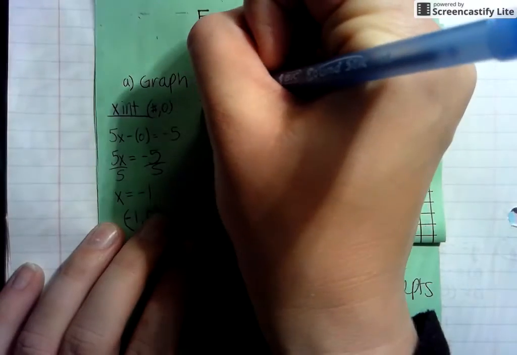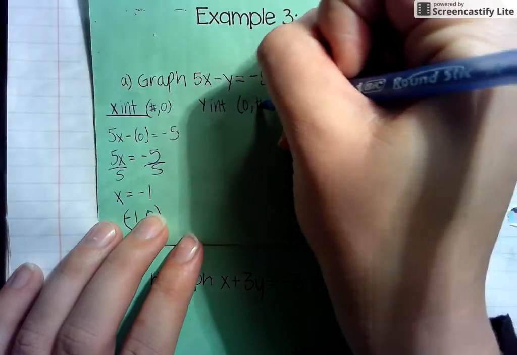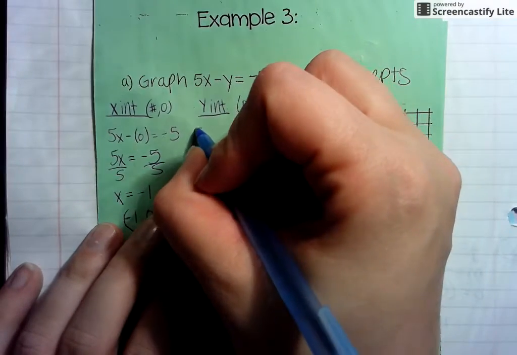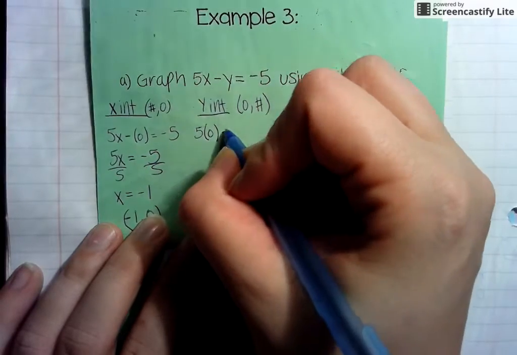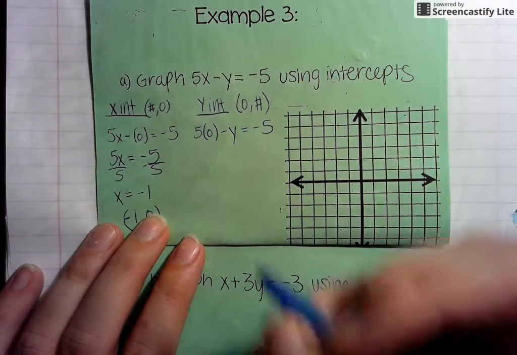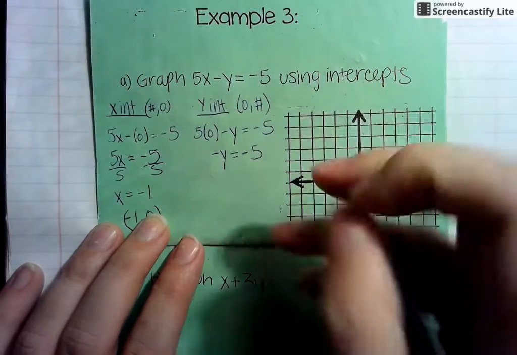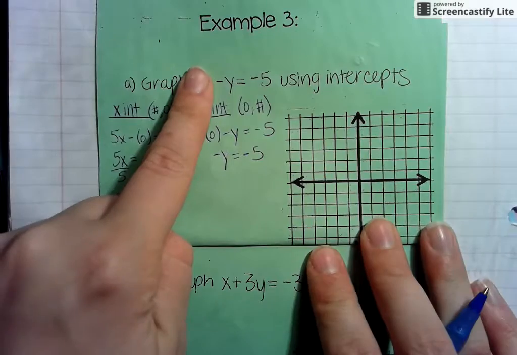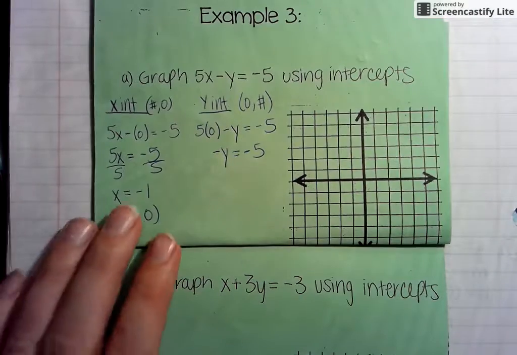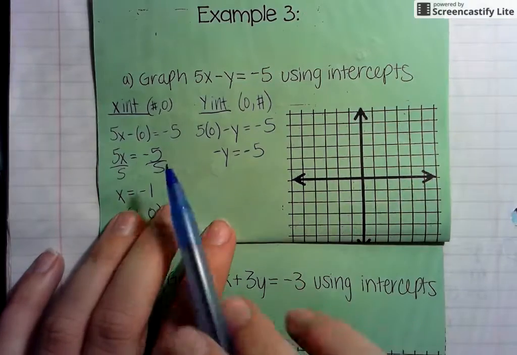To find my y-intercept, I know that a y-intercept is always 0, comma number. So I'm going to substitute 0 in for x. I have 5 times 0 minus y equals -5. Well, 5 times 0 is 0, so I can cancel that. So -y equals -5, because if I put my finger over it, it's canceling.